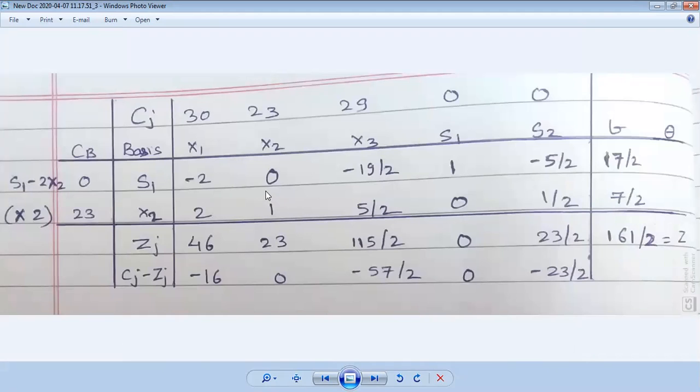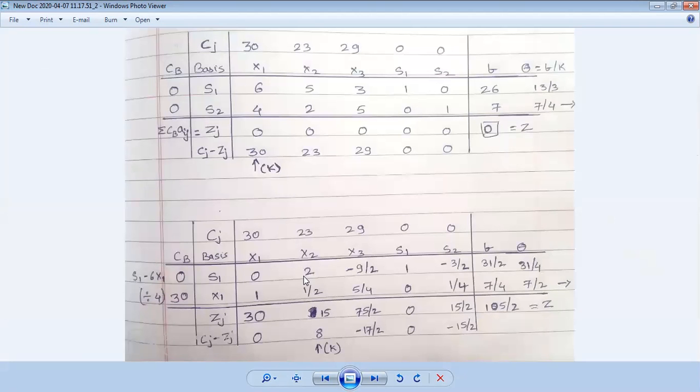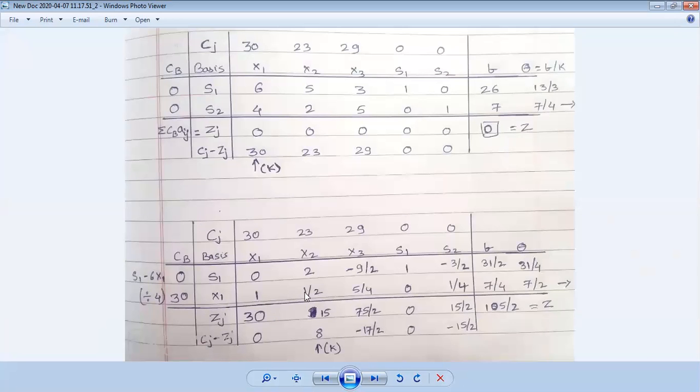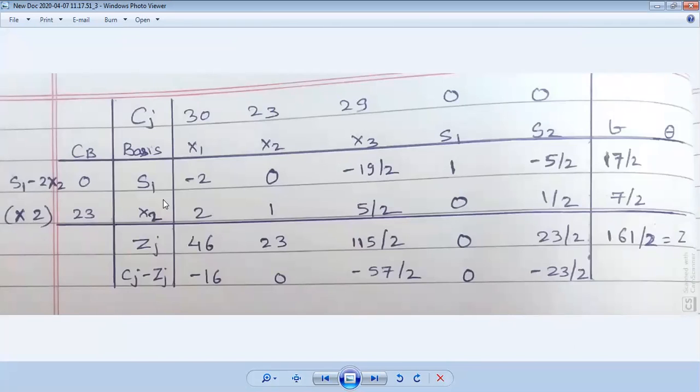Now what you do is you try to make this element 0. So in order to make this element 0, this was value 2. So with the corresponding new row, you want to make this element 0. This was 2, so this becomes s1 minus 2x2. So you make this element 0. So the updated values will be minus 2, 0, minus 19 by 2, 1, minus 5 by 2, and 17 by 2.